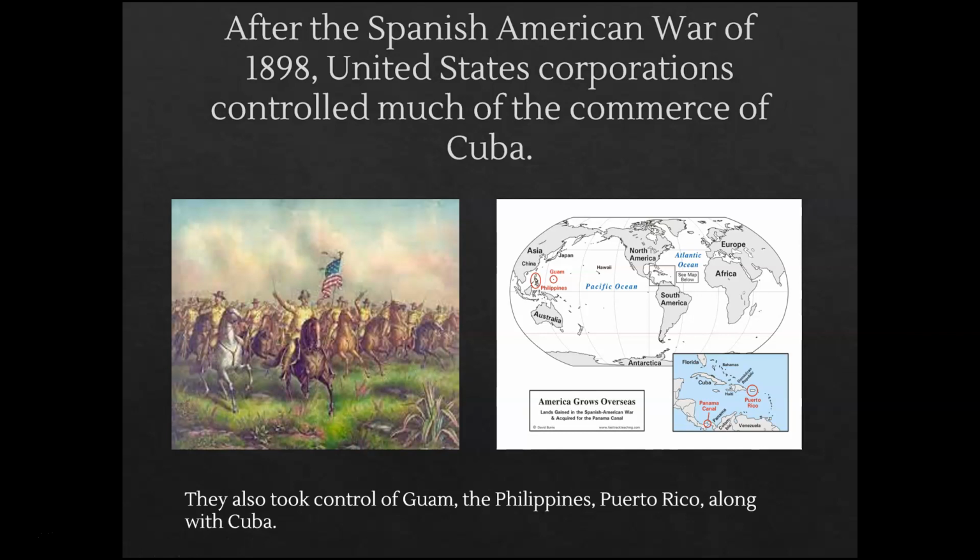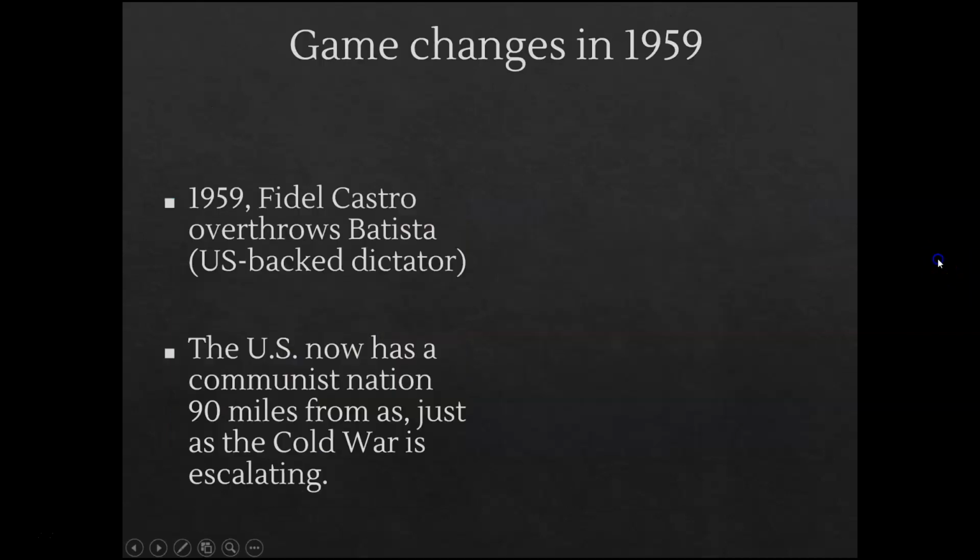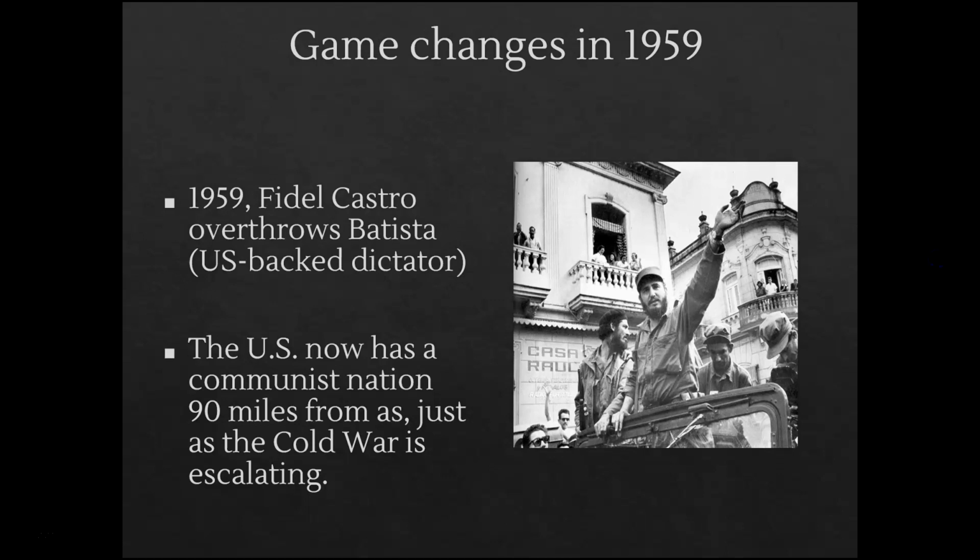So let's start with the Spanish-American War of 1898. In the Spanish-American War, America procured Guam, the Philippines, Puerto Rico, and Cuba. And once America was there, corporations came in and made a lot of money off of Cuba. It was very lucrative to the United States. And from 1898 till 1959, Americans honeymooned there. A lot of business interests were there. A lot of money was being made.